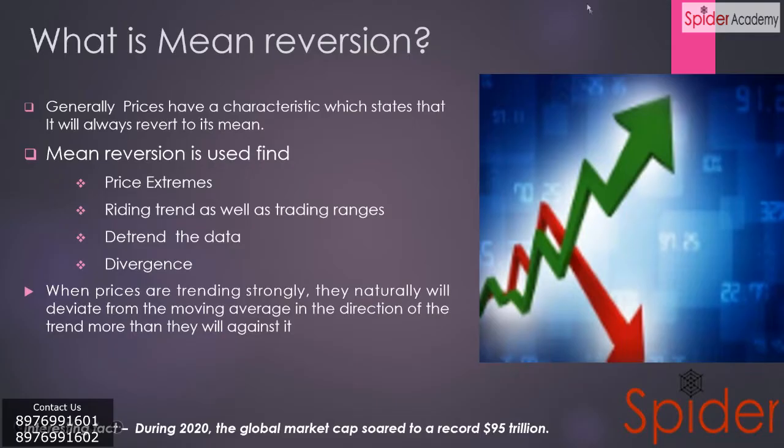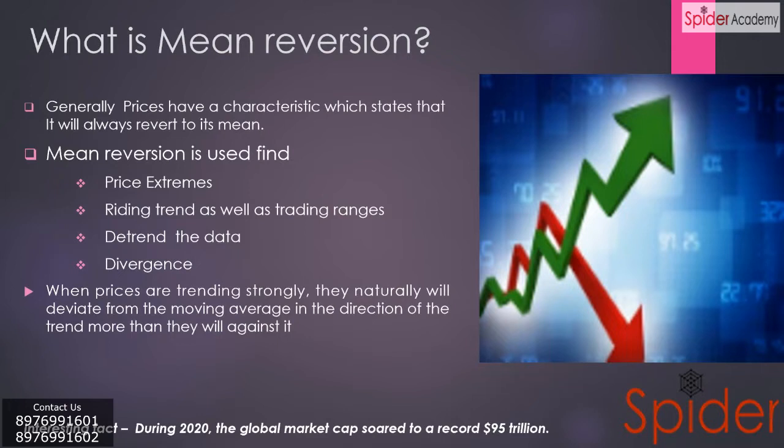Then the main focus is to be present in the trend as well as the trading ranges. We can actually use mean reversion to act on the current trend. I'll show you how we can ride the existing uptrend or downtrend. As well, mean reversion is also used in a sideways market. Also, the setup which we are going to take is used for detrending the price.